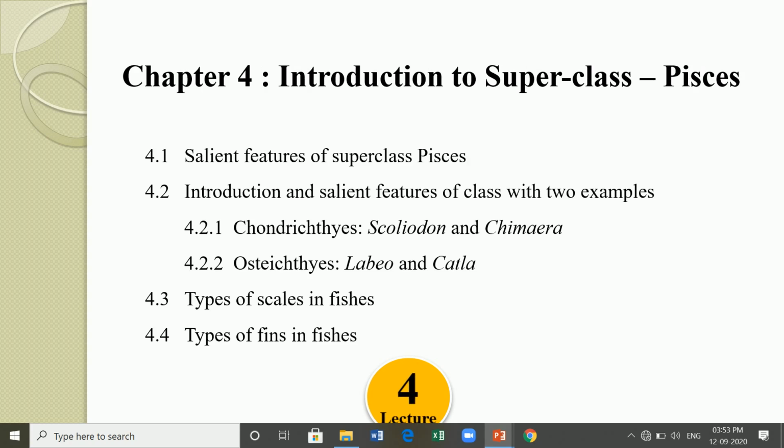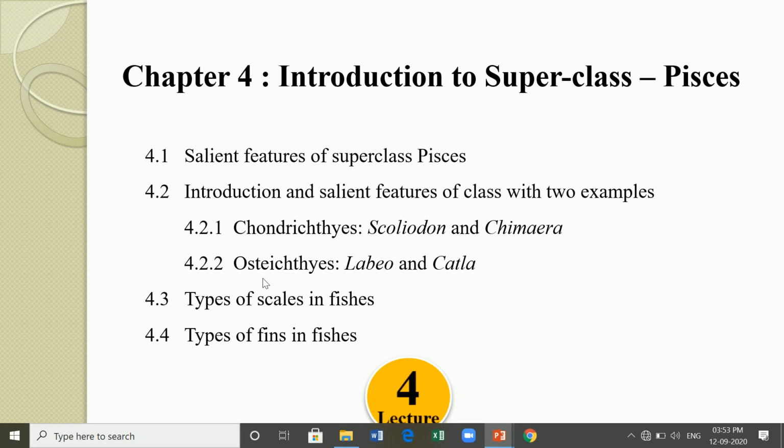The next chapter is chapter number 4, introduction to the superclass Pisces. In that chapter we are going to discuss first of all the salient features of superclass Pisces, followed by the introduction and salient features of the classes with two examples. Now this superclass Pisces has two classes. First one is Chondrichthyes, which are known as cartilaginous fishes, for example Scoliodon and Chimaera.